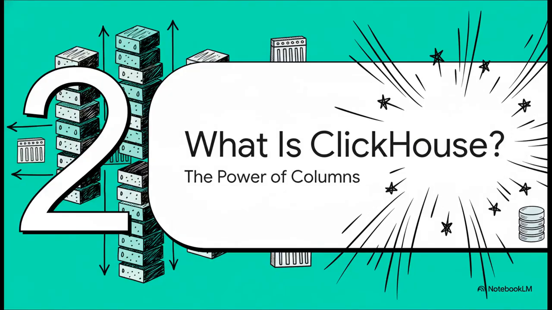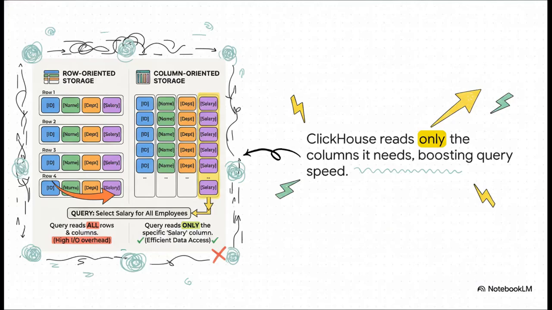So, if ClickHouse is an OLAP database, what makes it so ridiculously fast compared to others? Well, the biggest reason is right in its foundation. It's built on something called columnar storage. This visual right here explains it perfectly. Your traditional database is row-oriented. It stores everything about a single record, like an employee's ID, name, and salary, all together. So if you just want to calculate the average salary, the database has to scan every single piece of data for every single employee. So inefficient.